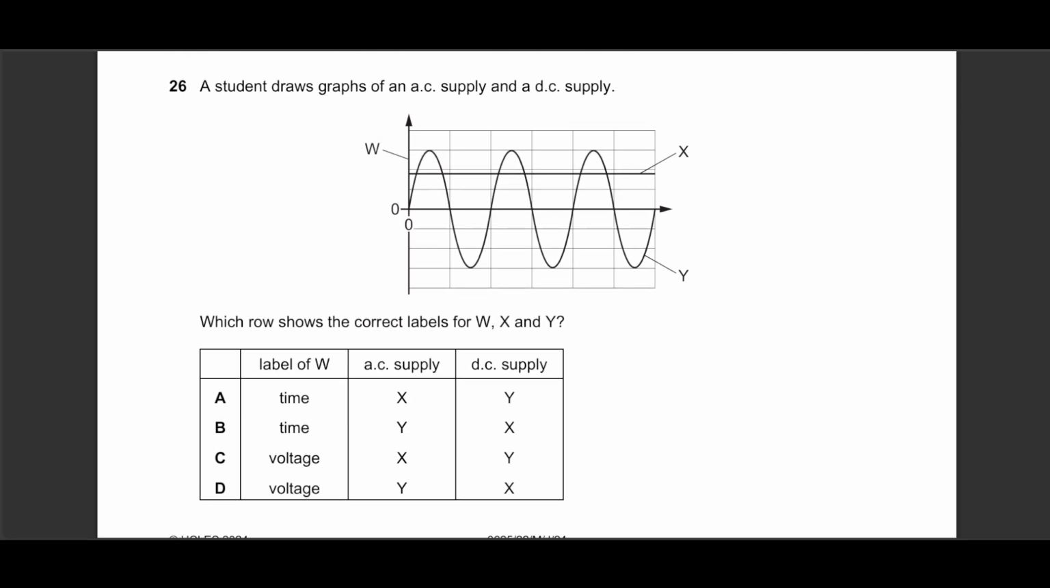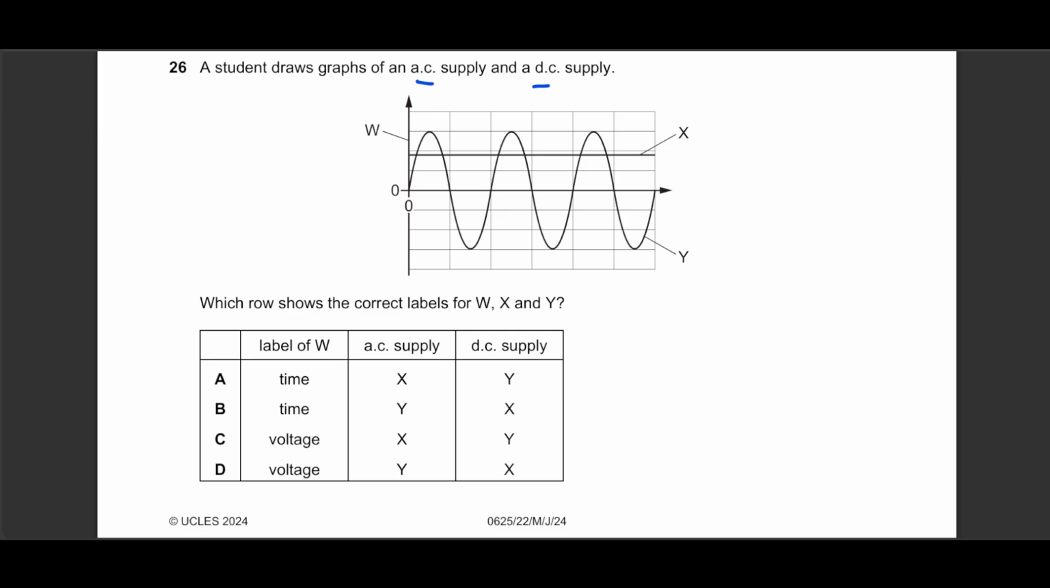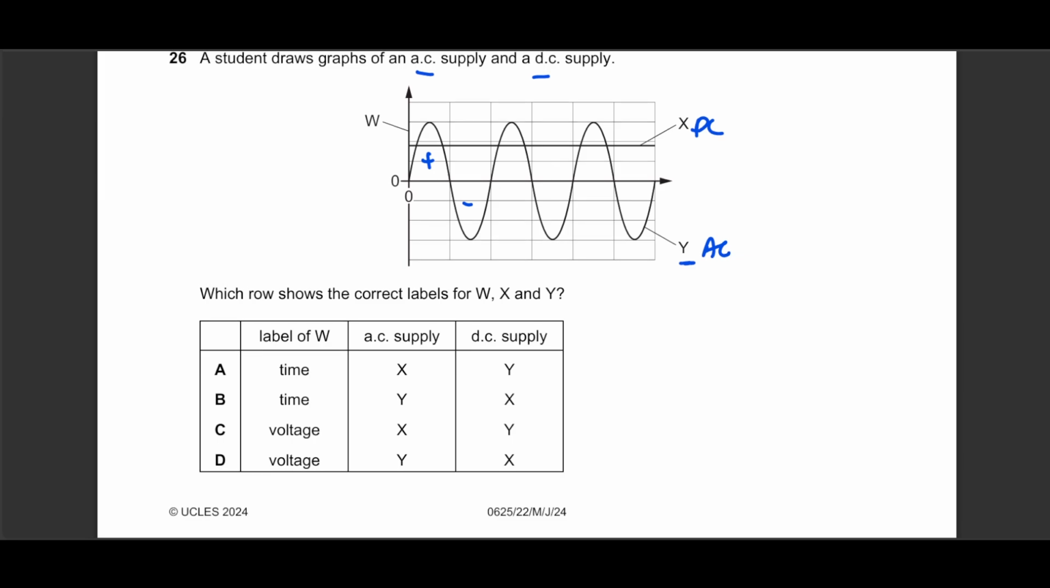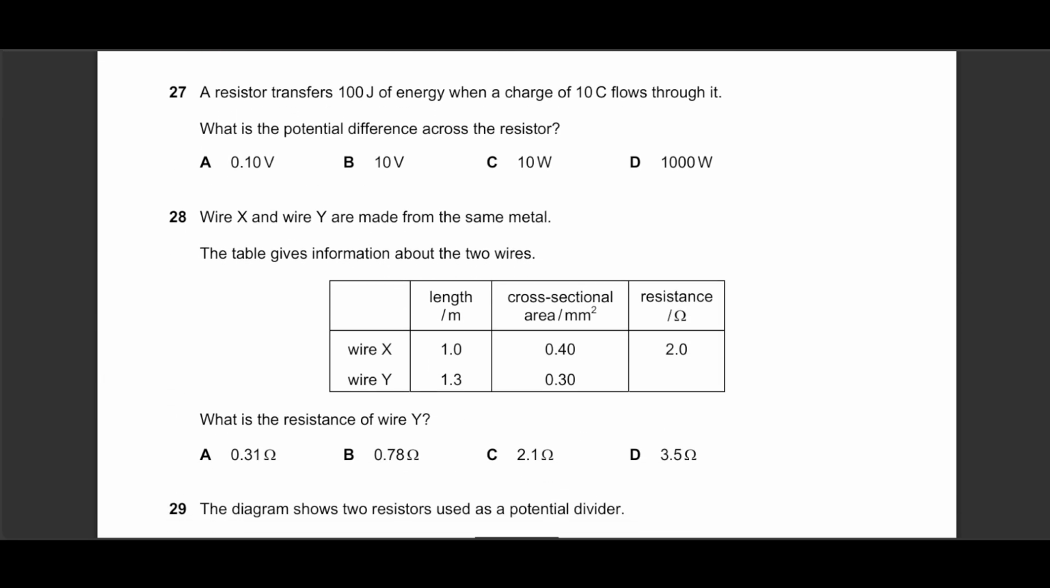Question number 26. The student draws the supply for an AC and DC supply. Which row describes them correctly? So, of course, Y is the AC supply because it is alternating between positive and negative cycle, and X is the DC supply. First, let's get that out of the way. So, an AC supply would be Y, and the DC supply would be X. And it makes it very clear that the Y-axis is voltage. Now, if it had time, that would generally be on the X-axis. So, D option is the best answer.